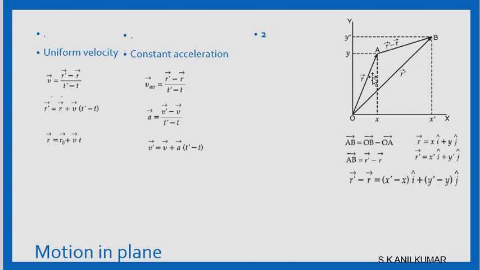What is R? R is x i caret and y j caret. What is R dash? x dash i caret and y dash j caret is R dash. So when we subtract, R dash minus R is AB, that is (x dash minus x) into i caret plus (y dash minus y) into j caret. This is how we resolve for a motion in a plane. This is two dimension.